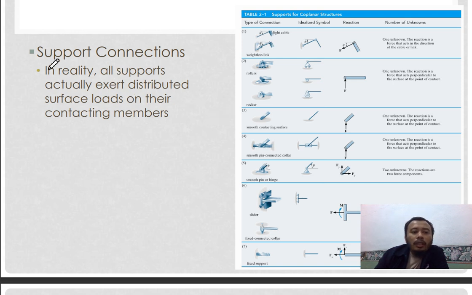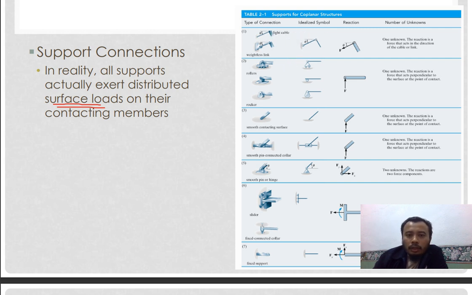For the support connection, in reality, all supports have distributed surface loads on their contacting members, but we assume there's no surface load or bearing loads. When surfaces are in contact, there will be some load on the support. But in the idealized structure, we assume there is no load in that part. It's a load directly applied on the support.